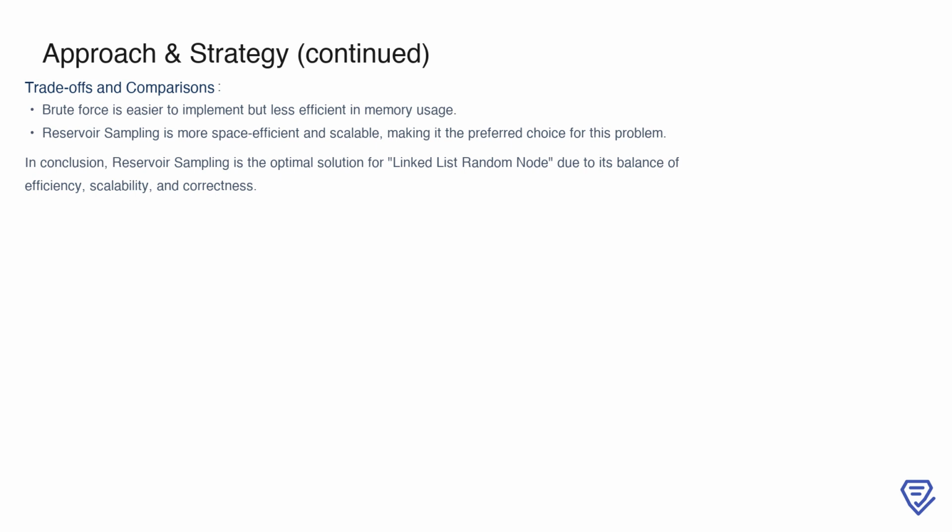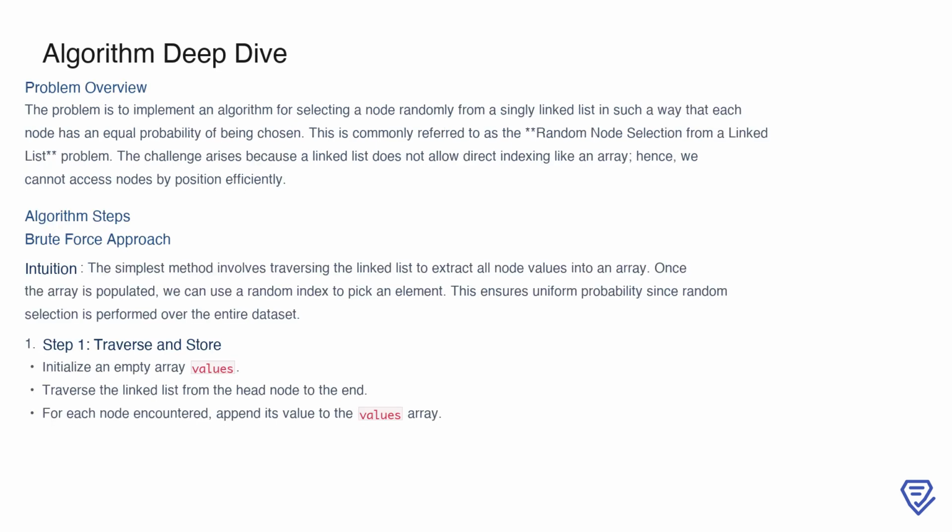This problem asks us to implement an algorithm for selecting a random node from a singly linked list, ensuring that every node has an equal probability of being chosen. The challenge lies in the structure of a linked list, which does not support direct indexing like an array. Consequently, we can't access nodes based on their positions efficiently.